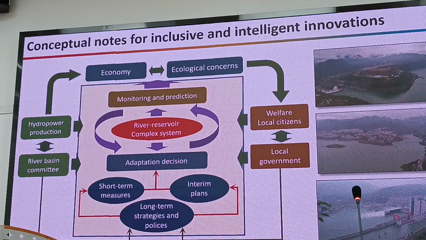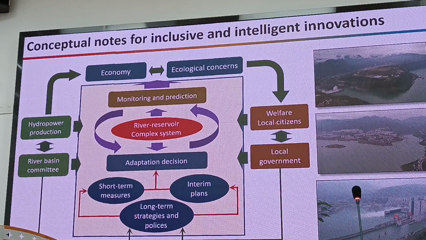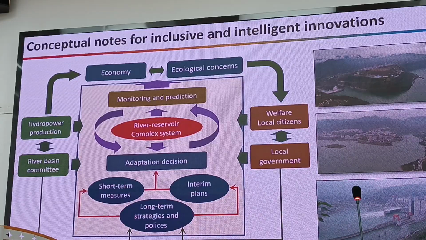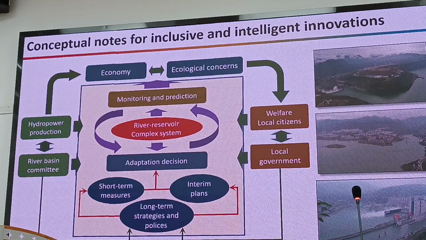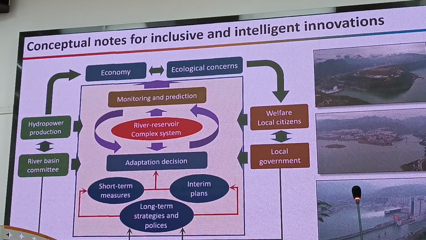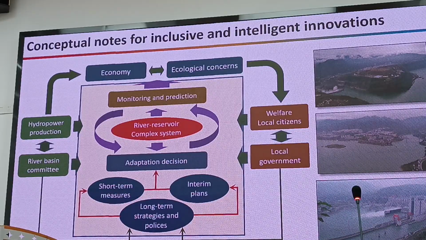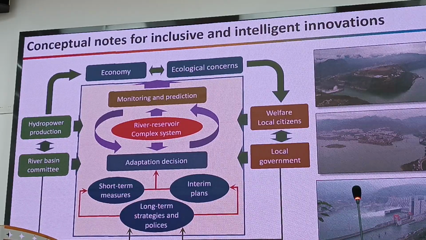These adaptive decisions are made by the hydropower sector, the river basin community, and the local citizens and local governments. You can think about long-term strategies, short-term measures, and interim plans. All these go to the adaptive decision. So China's upstream Yangtze watershed is trying to set up this kind. This is what we have in our field survey, like the Yangtze simulator. You still remember? The function of the Yangtze simulator is doing this core part.